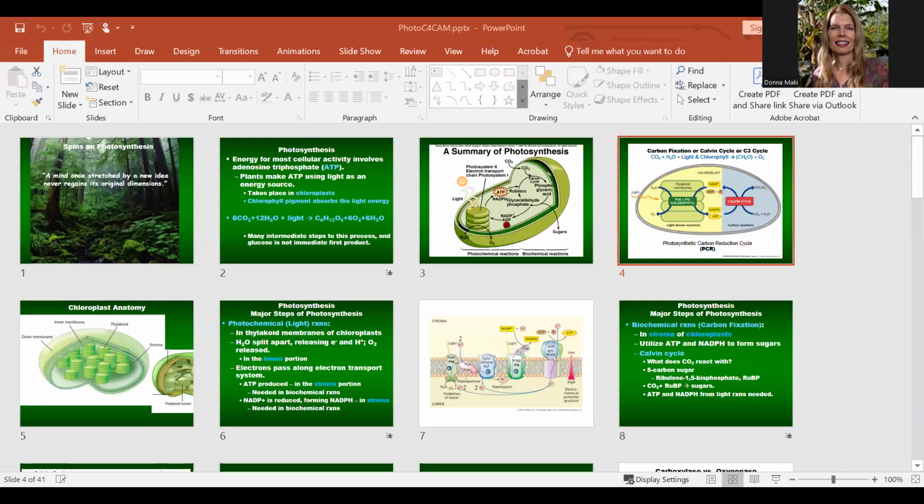So, okay, let's go back to the photosynthesis material. I think I'm going to show a different screen here. And do this.